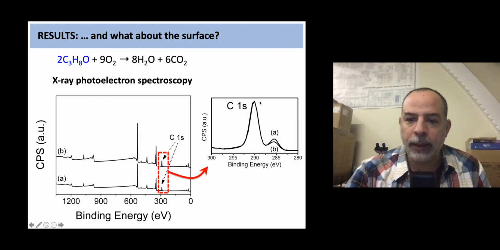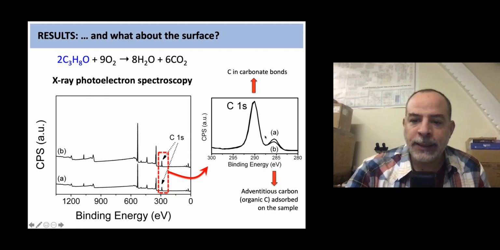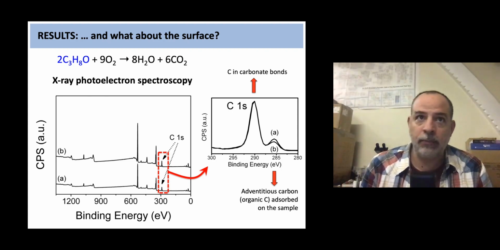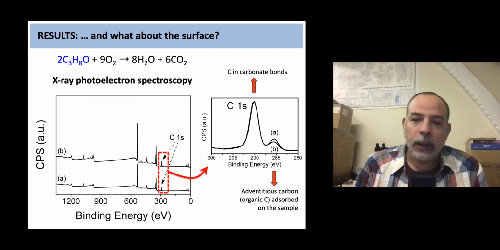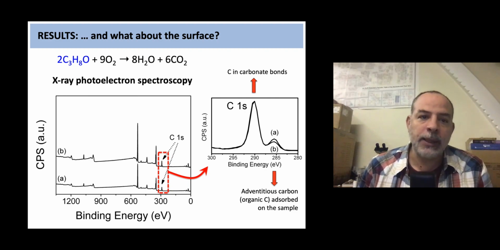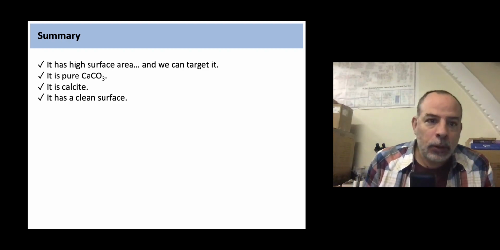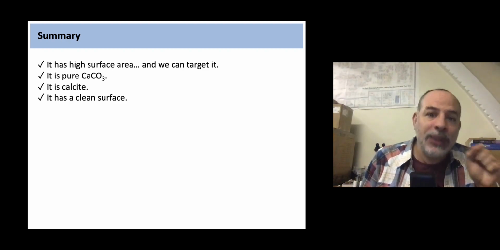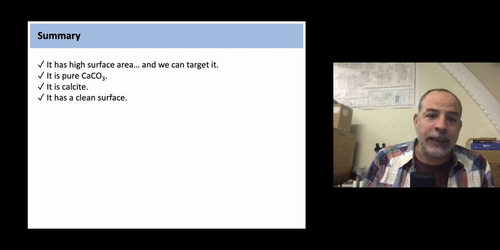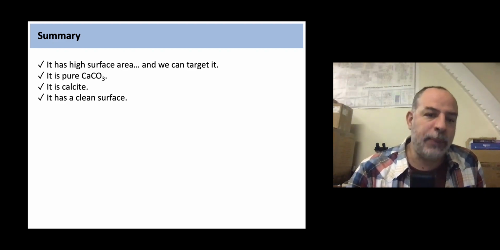This peak on the top, the brightest one, corresponds to typical carbon in carbonate bonds, and this second one is adventitious carbon that happened in one sample, and this is something that usually happens in many conventional calcites. It's not a problem, and that demonstrates that our surface is extremely clean. Okay, we don't have any remains of the isopropanol. So, in summary, our nanocalcite works because it has a very high surface area, and we can target the surface area we want. It is pure calcium carbonate, it is only calcite, and it has a clean surface. So it is fantastic as a product to do experiments later on.